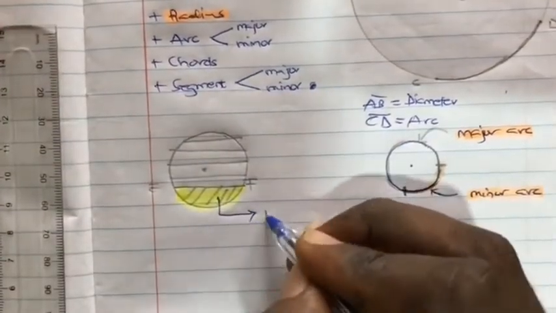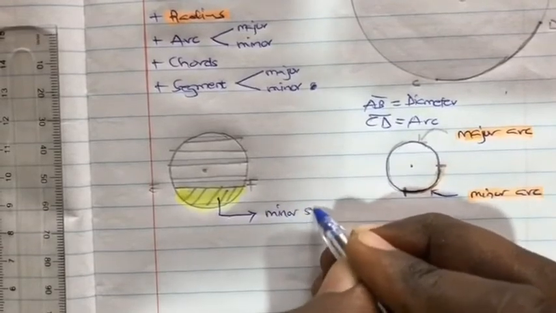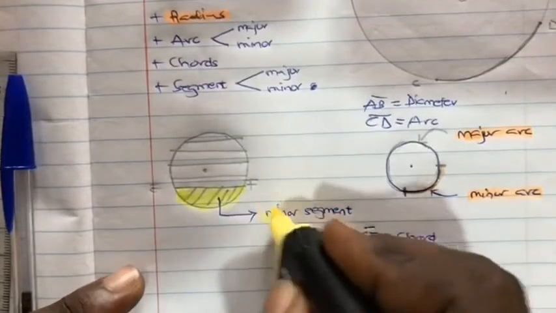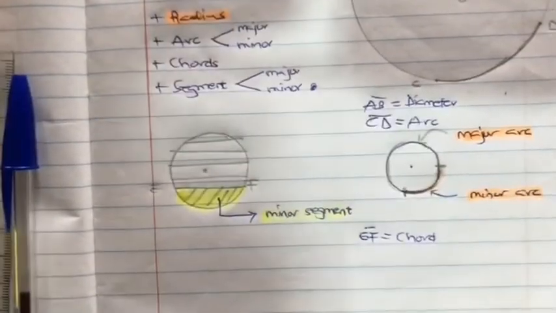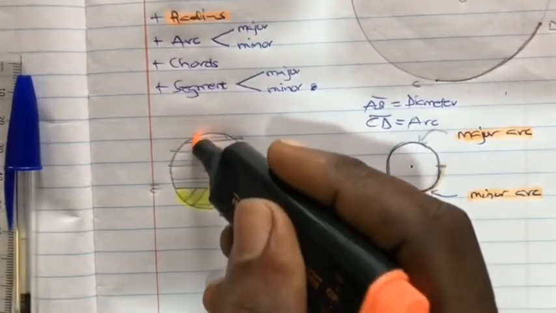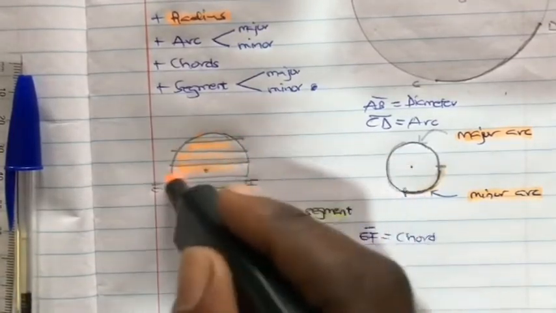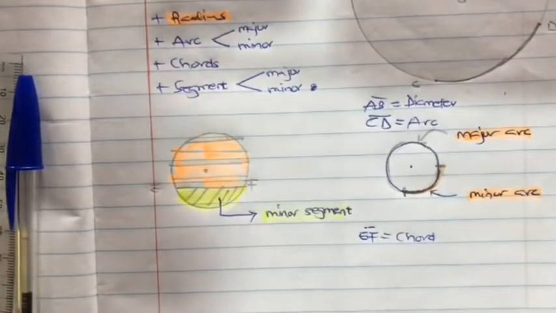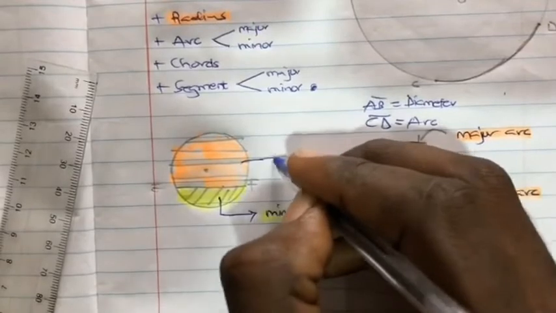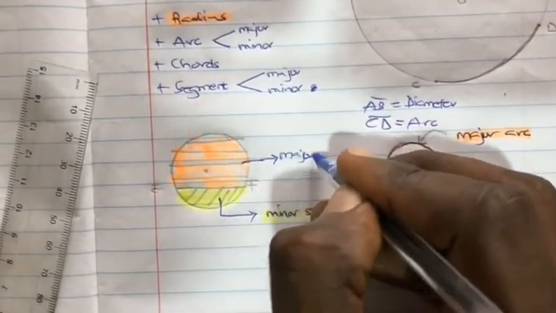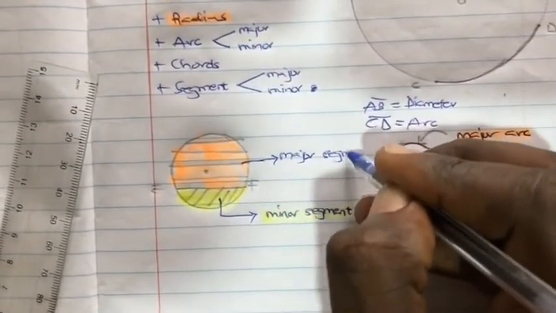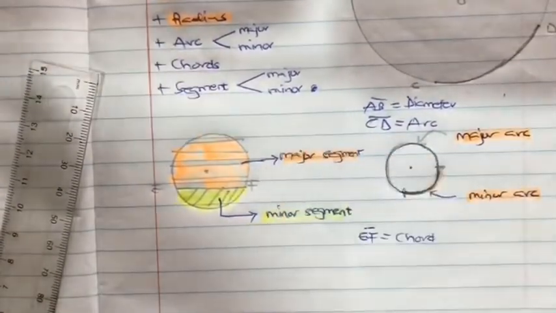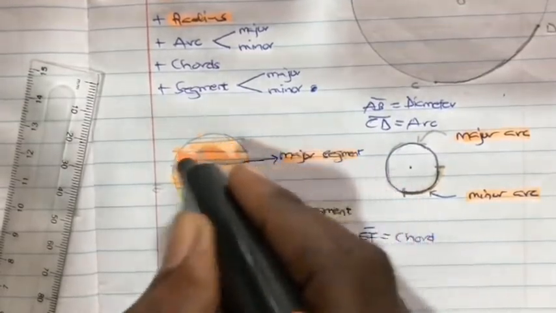So this is the minor segment, and the one I'm going to highlight now in orange is the major segment. So that's the major segment. So you have a minor segment and a major segment.